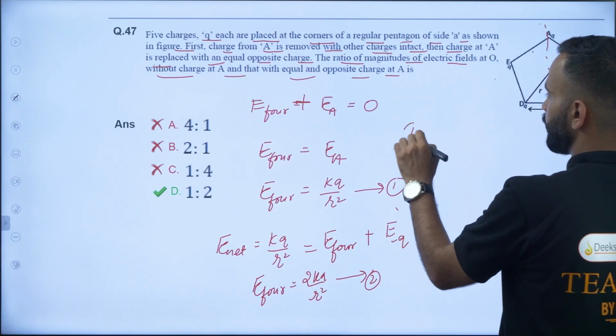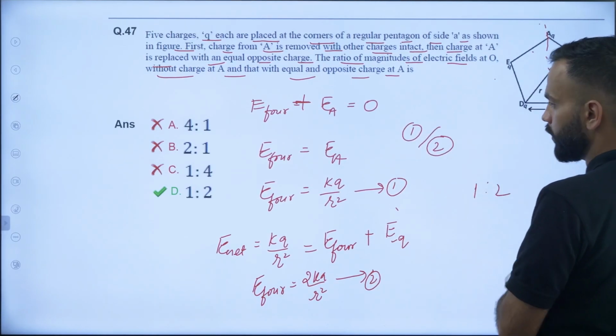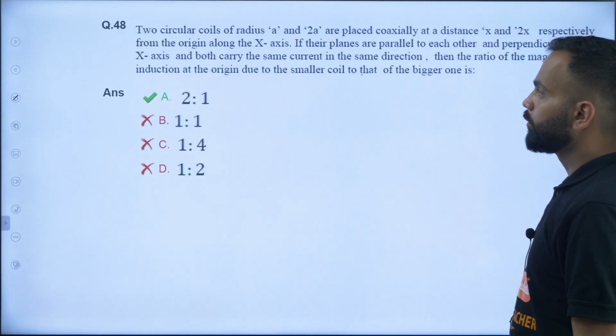Now divide the first equation by the second equation. You will get the ratio 1:2. The correct option is D. Okay. Question number 48.